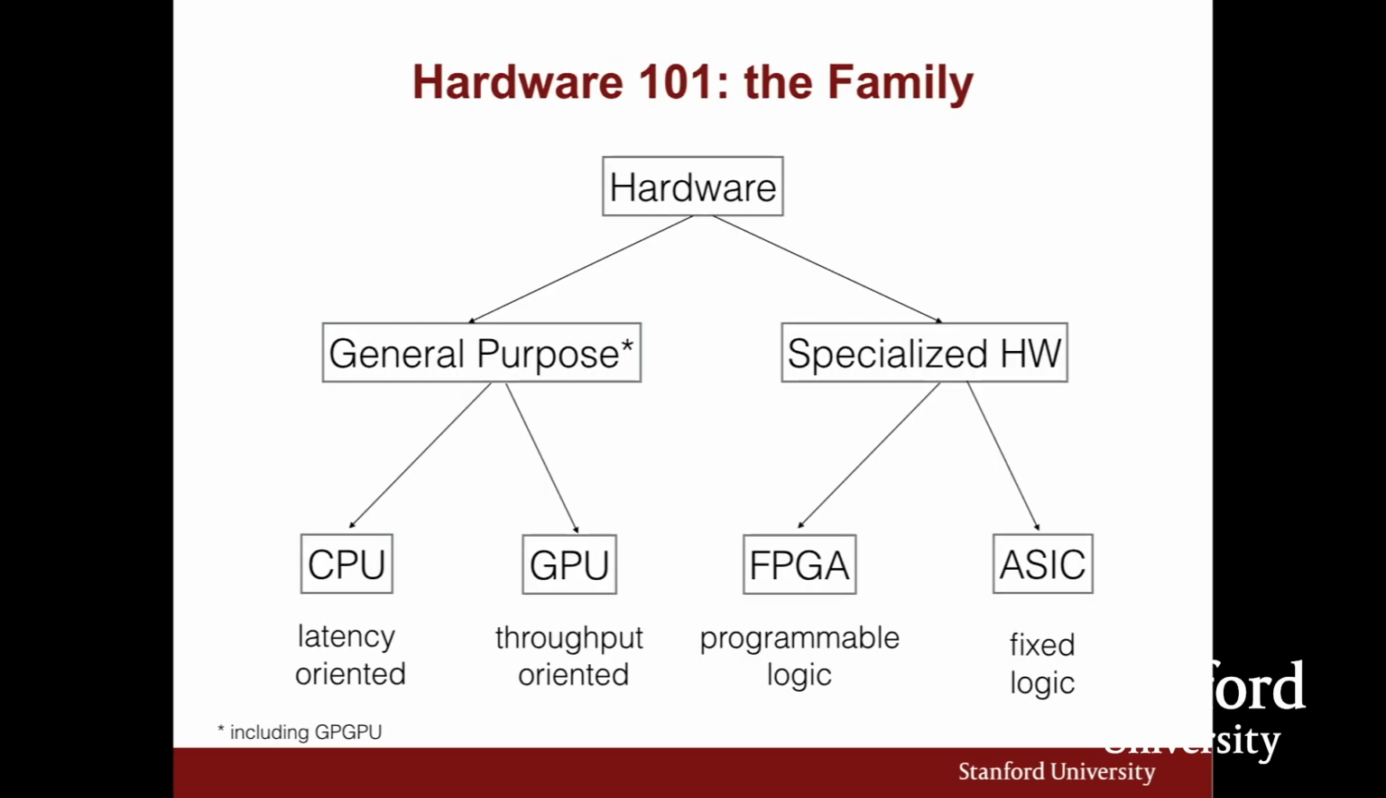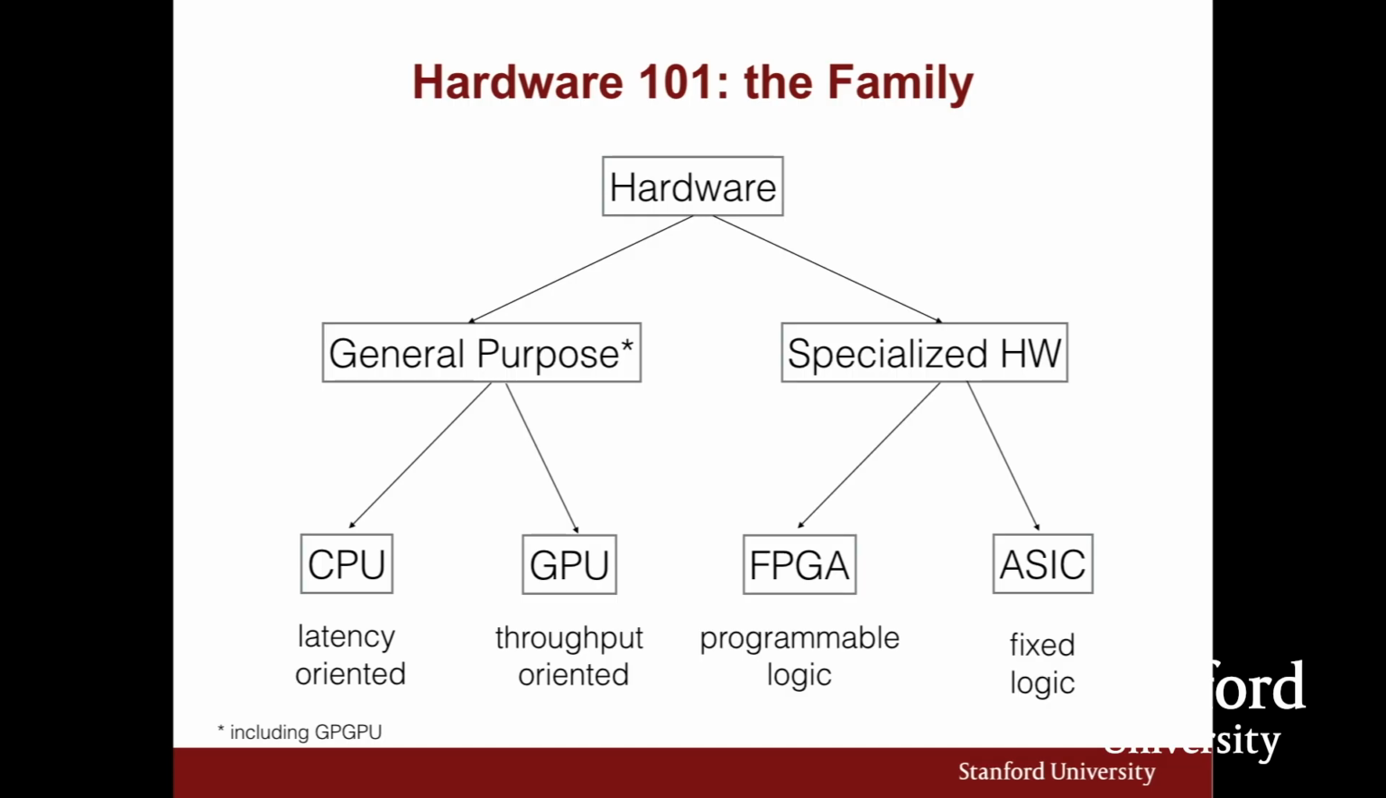I cover those things, let's have 3 slides for hardware 101, a brief introduction to the families of hardware in such a tree. In general, we can have roughly 2 branches. One is general purpose hardware, which can do any application, versus specialized hardware, which is tuned for a specific kind of application, a domain of applications.